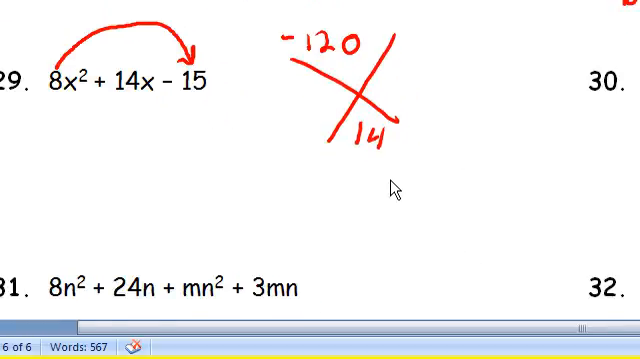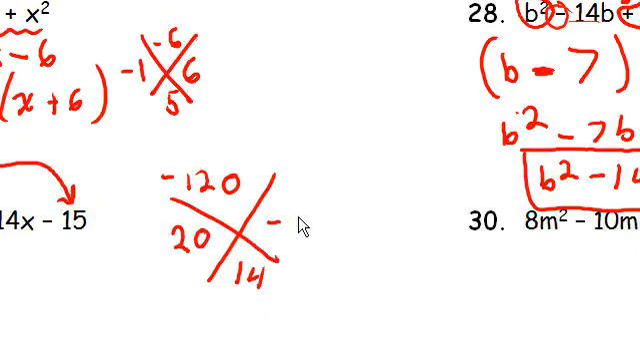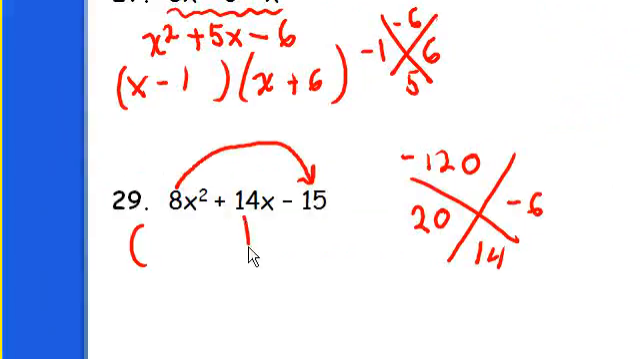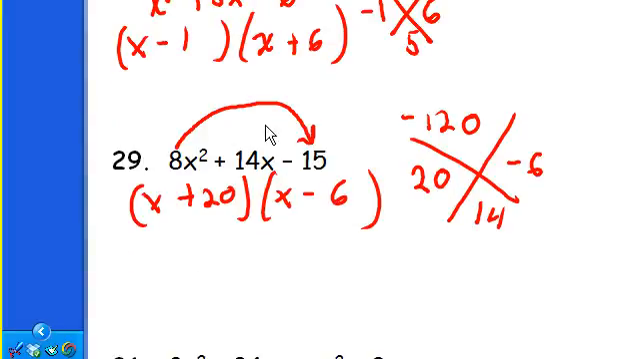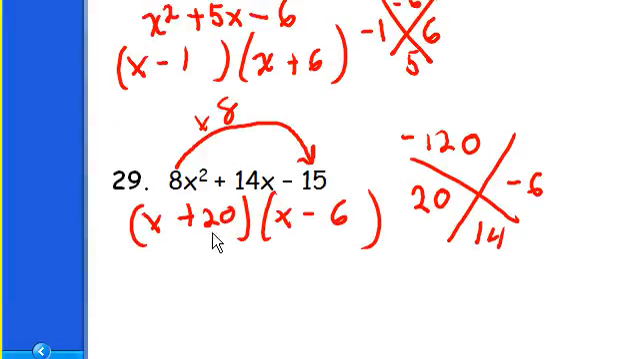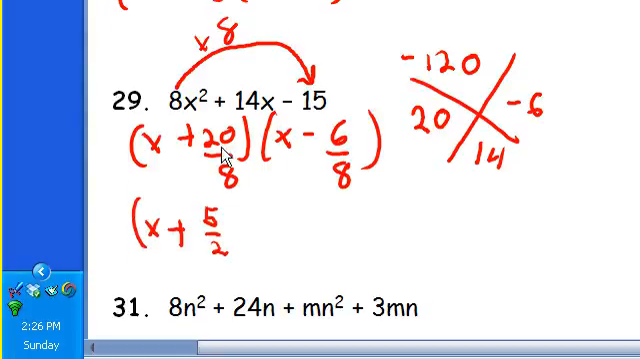And didn't we find this a little bit earlier? It was 6 and 20, so positive 20 and negative 6 will. So we'll write our skeleton, x plus 20, x minus 6. Okay, and since we multiplied by 8 at the outset, we now need to divide by 8. So we'll do that. Now we reduce. So it becomes x plus 5 halves. 4 goes into 20 5 times.